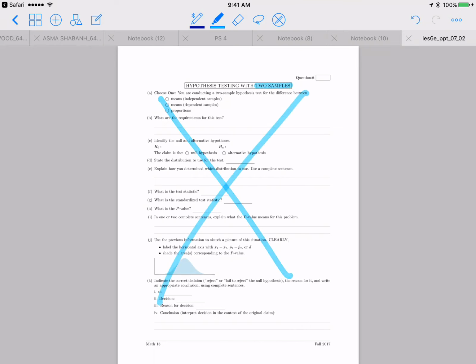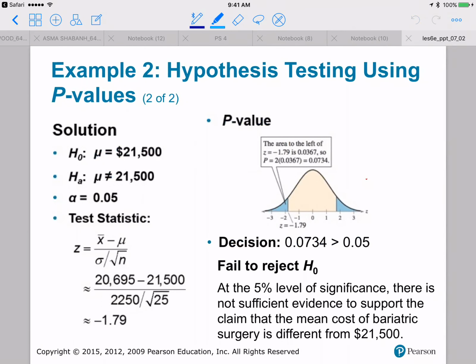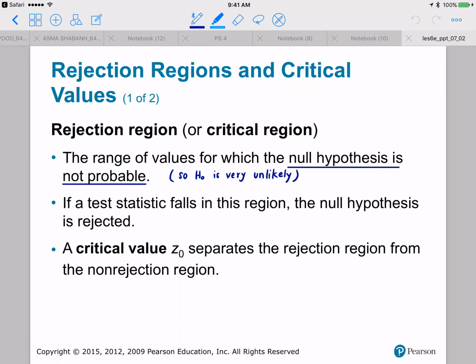Now notice for the back side of this page, we're actually not doing it. This would be for chapter 8 when we're dealing with 2 samples. A lot of the information is similar. Okay. So that concludes our 2 examples of performing a hypothesis test using p-values.